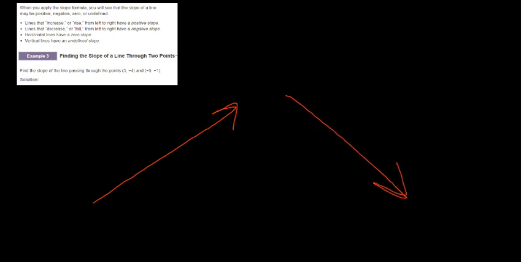This reads, when you apply the slope formula, you will see that the slope of a line may be positive, negative, 0, or undefined. I'm pretty sure we'll touch on all those. Lines that increase or rise, lines that go up like this, because we read a graph from left to right, we call that a positive slope. Lines that decrease, or go down like this, we say have a negative slope. Horizontal lines we say have 0 slope, and vertical lines we say are undefined.